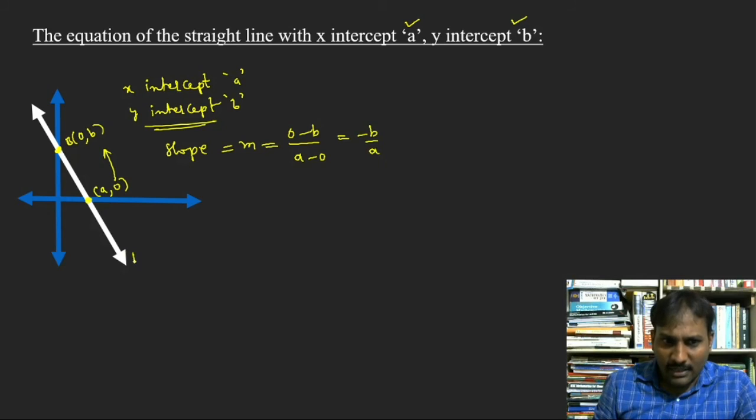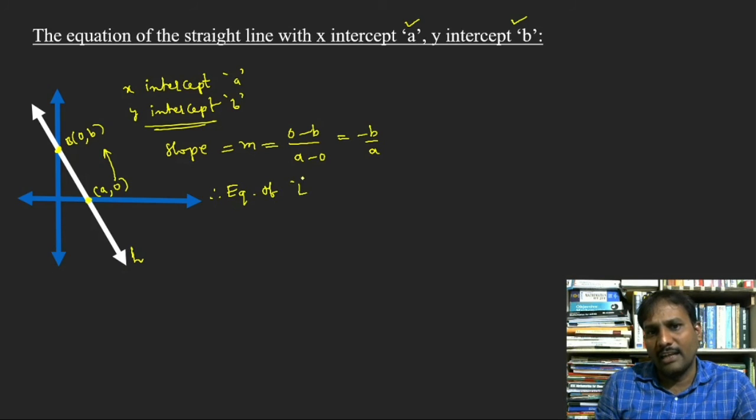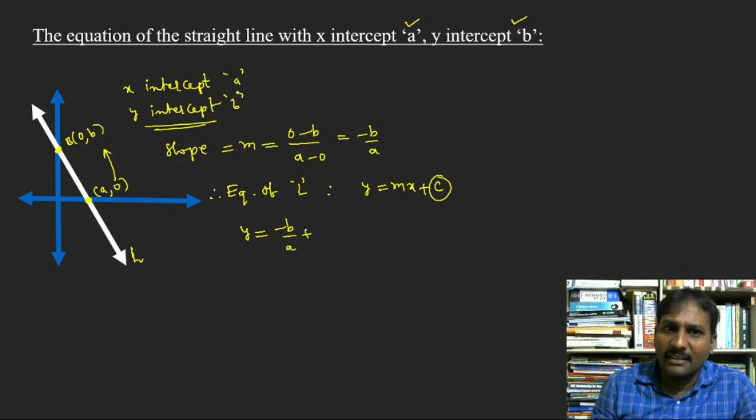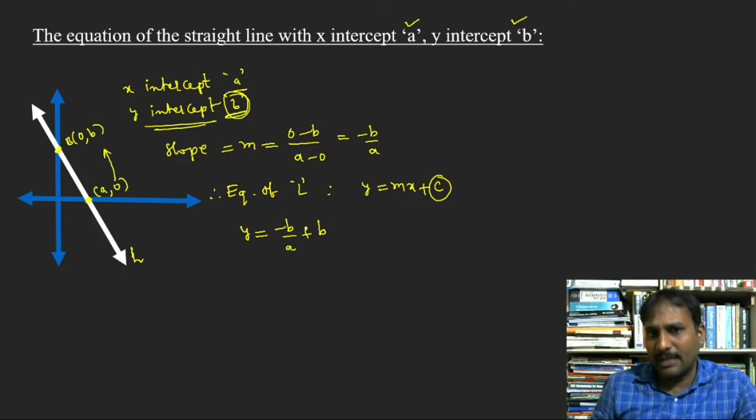So let us assume that this is equation of the line L. Now I want to find out the equation of L in slope intercept form. That is y is equal to mx plus c. That is y is equal to, what is m here? Minus b by a plus what is the y-intercept here? Y-intercept is b here. So in place of c I have to write b. Now y is equal to, divide every term by b. Divide both sides by b.